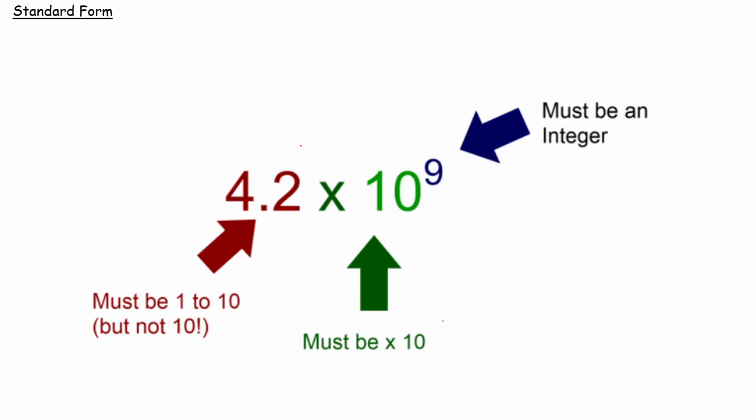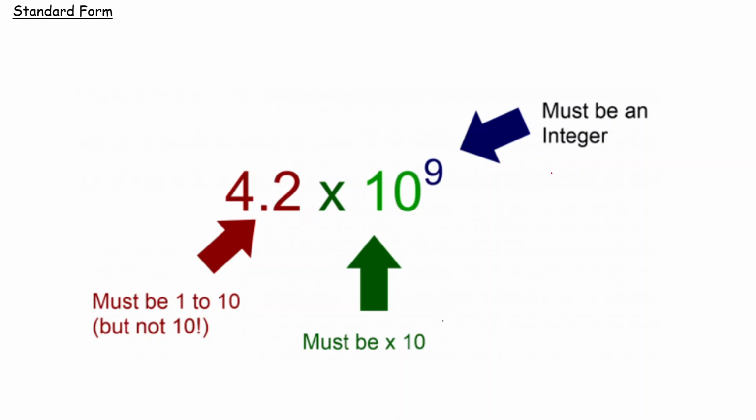So let's go through this. Standard form is where you've got a number, first of all, which is between 1 and 10, but not including the number 10. So here they've gone for 4.2. It could have been 2. It could have been 5.999, for example, but it must be between 1 and 10, but not 10. You then times it by the number 10 to some power, where this power or index can be either positive or negative. You'll see later, if it's positive, it's going to be a massive number, and if it's negative, you're going to get a really small number. But it must be an integer.